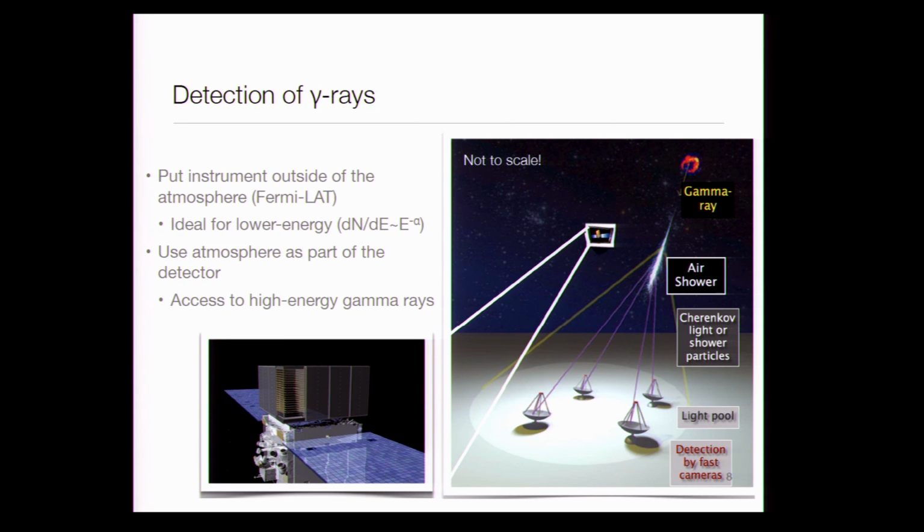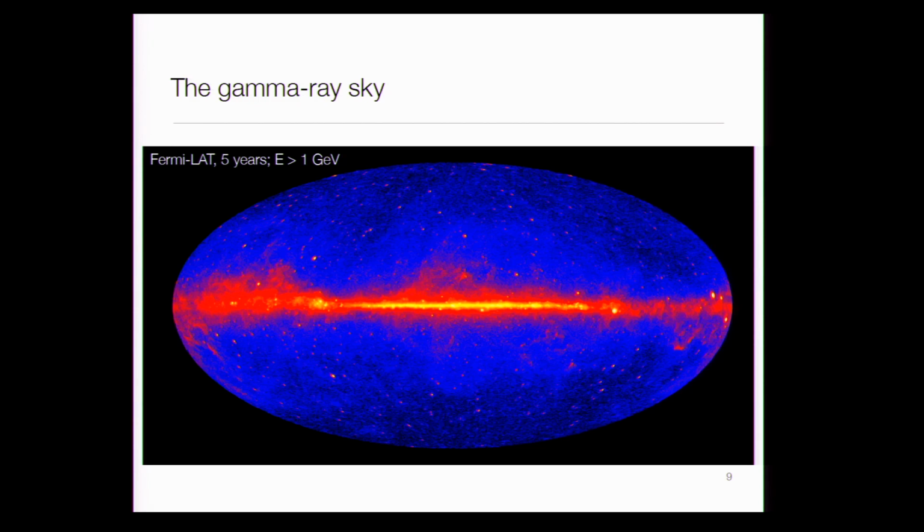And these ground-based detectors, as I will show later, are ideal for high-energy gamma rays because you can basically spread them over large areas and therefore have a very large sensitive detection area. Okay, this is the most recent gamma ray sky above 1 GeV taken with the Fermi-LAT, 5 years of data. We recently celebrated our 5th anniversary in space, very happily.